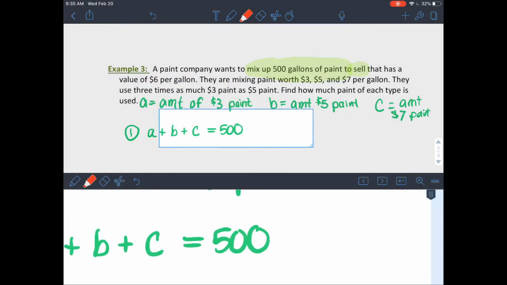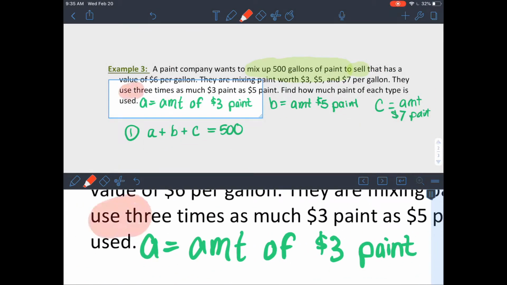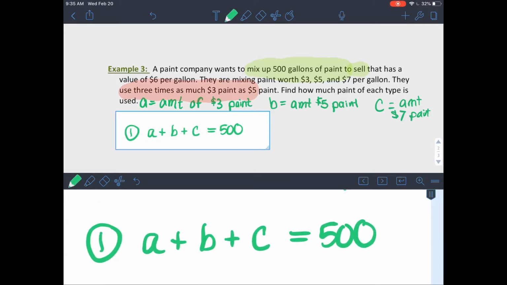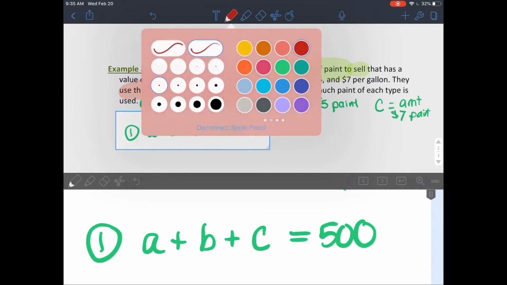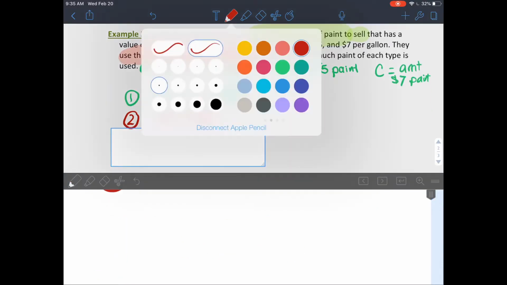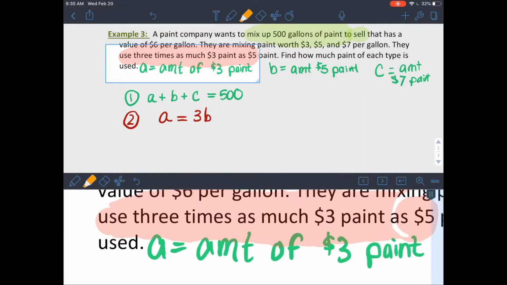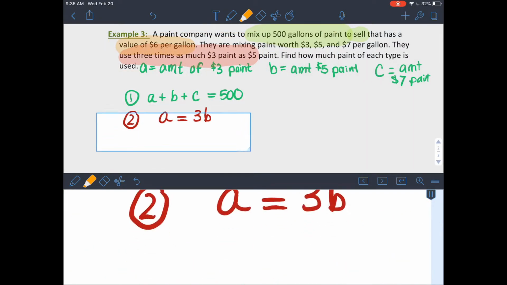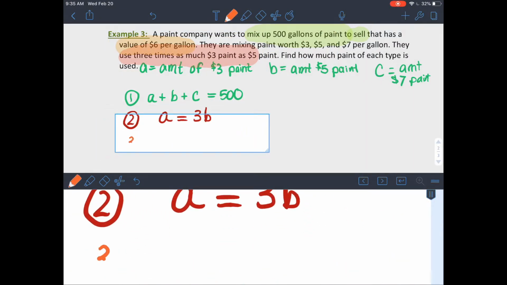Other things that we know: they're also using 3 times as much $3 paint as $5 paint. So my amount of $3 paint is going to be equal to triple my amount of $5 paint. So I could do A is equal to 3 times B. I have to think about those, make sure I don't get them backwards. So cheap paint is being used 3 times as much as my $5 paint.